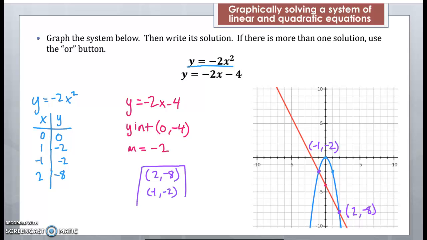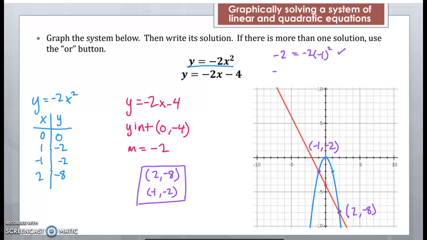But we can always check and make sure these are right by plugging in negative 1 into both equations and seeing if we get negative 2 out for y. So if y is negative 2, will that be equal to negative 2 times negative 1 squared? Yes, it works for the first one.